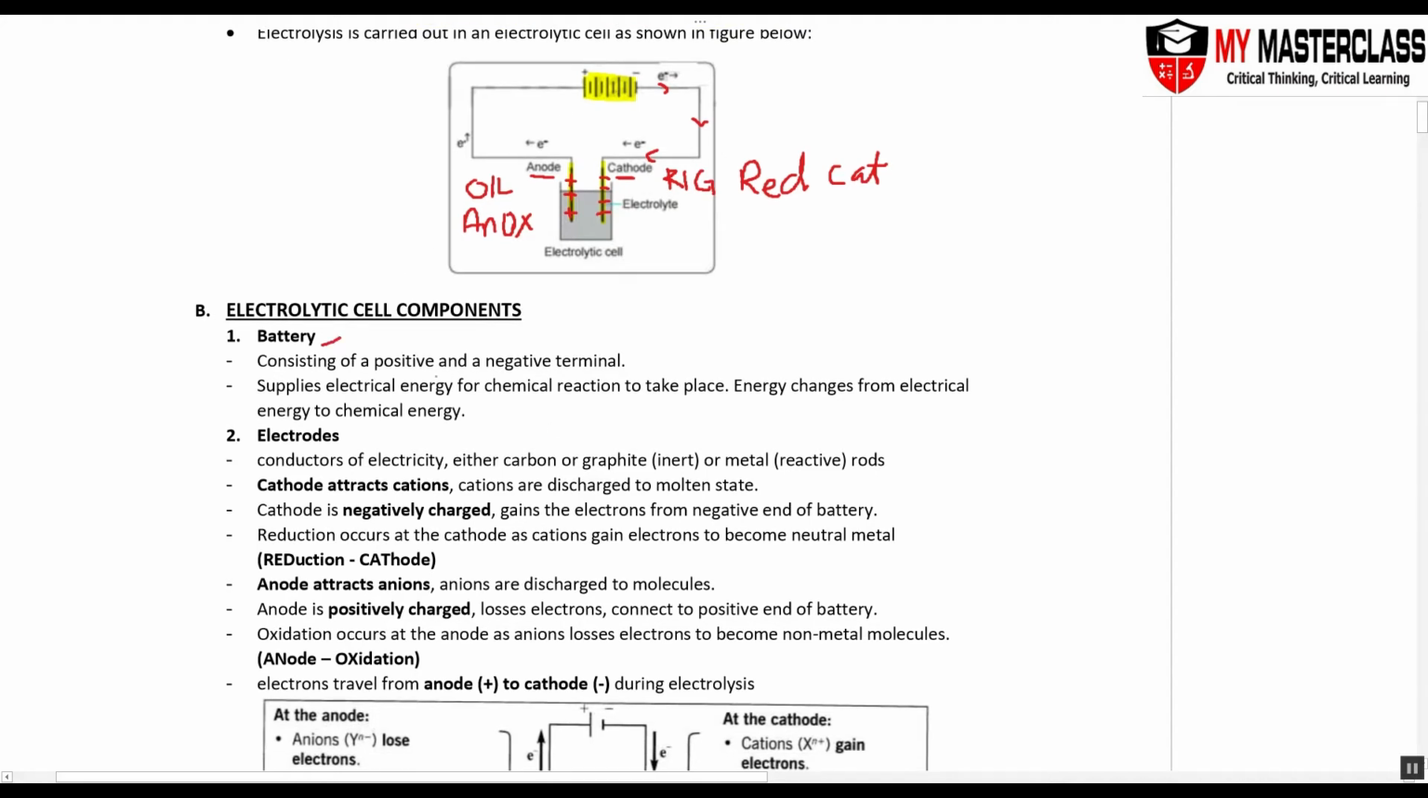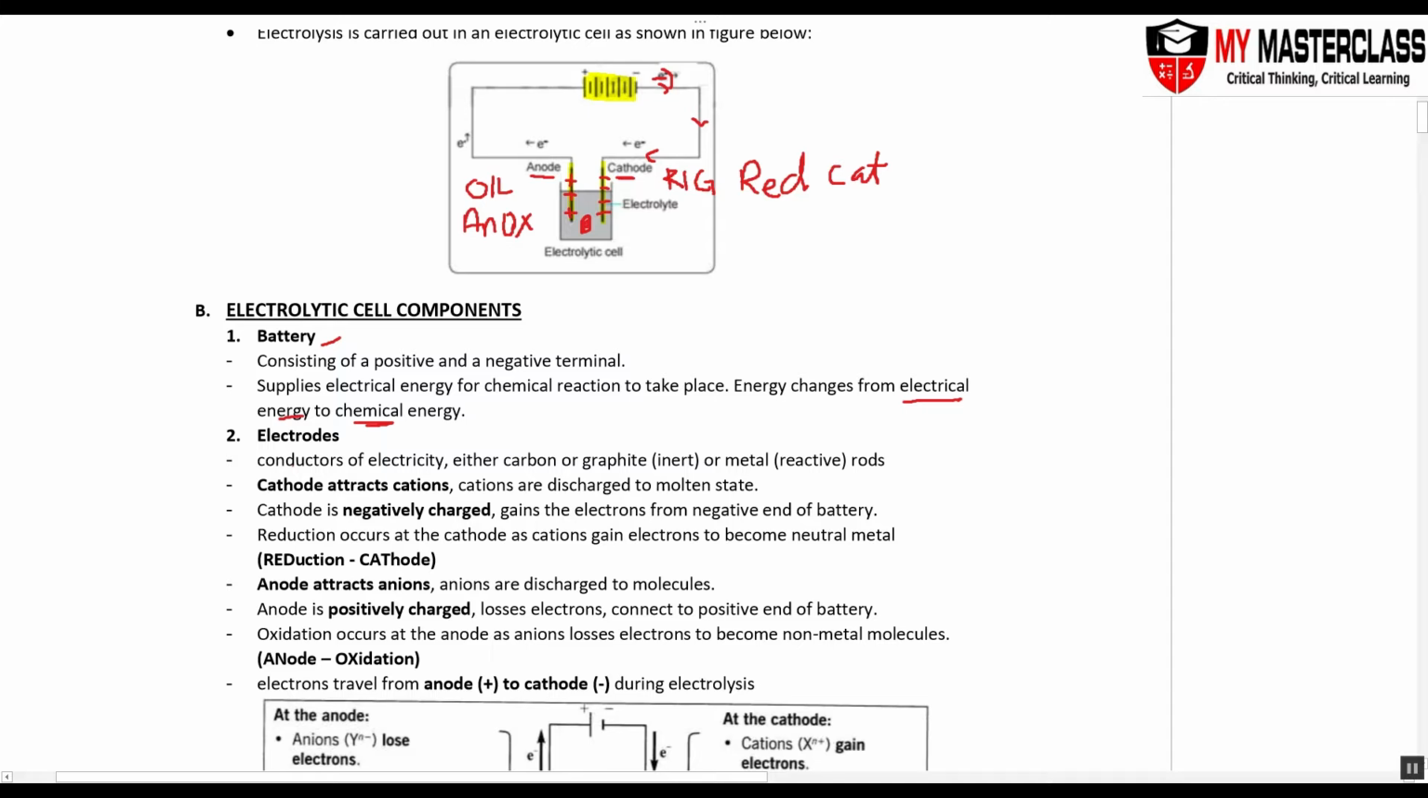Like I tell you, in an electrolysis setup or electrolytic cell setup, we have the battery, that's the positive and negative terminal. So what happens? It supplies electrical energy for chemical reaction to take place. So the energy change is from electrical energy to chemical energy. Electricity flows out this way, and then chemical reaction takes place here.